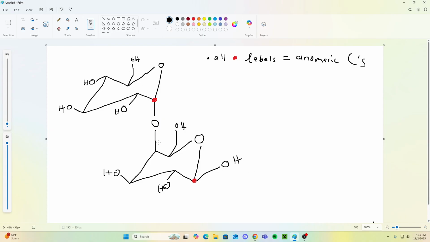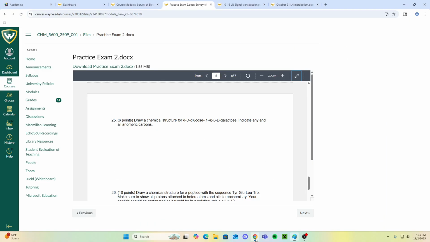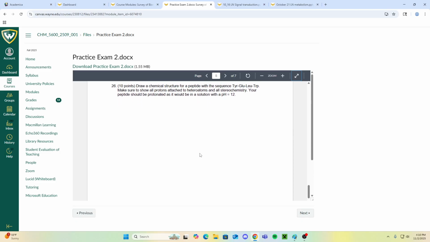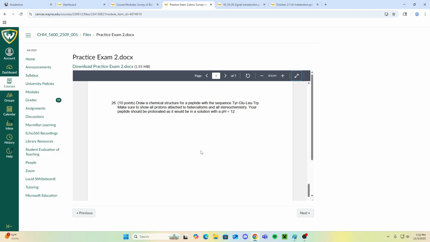So whenever you want to be able to draw galactose versus glucose, you could just draw everything planar for glucose, and then just know that galactose has the 3 or the 4, in this case the 4 because we're counting from the anomeric carbon. The 4 carbon will be pointed upwards. And that would give you the 6 points for this question. So let's go down to number 26 here.